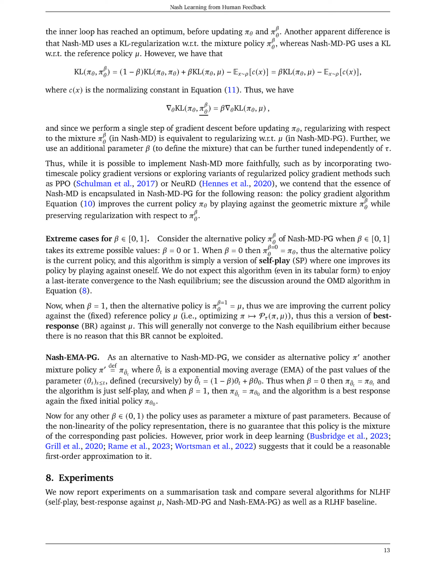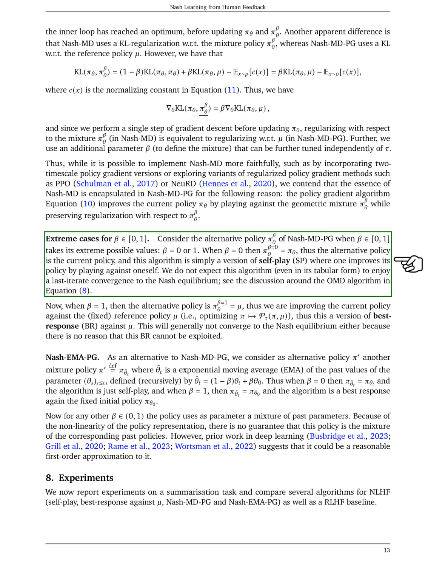Section Summary. In this section, the authors discuss two approaches for generating alternative policies in the context of preference-based reinforcement learning. The first approach, called Nash MDPG, defines the alternative policy as a geometric mixture between the current policy and a reference policy. The second approach, called Nash EMA-PG, generalizes fictitious play by considering an exponential moving average of policies. Both approaches aim to improve the current policy by playing against the alternative policies while preserving regularization.